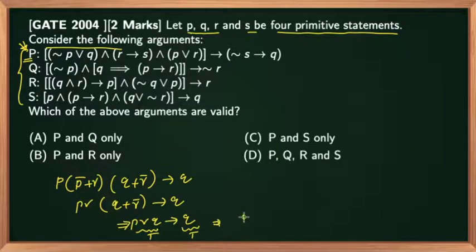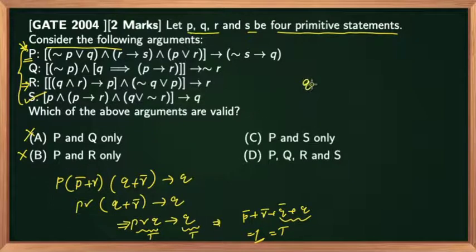This will be equal to P bar plus R bar plus Q bar plus Q. So you have Q plus Q bar, that's equal to 1, right? So this is evaluating to true. So that means S is a tautology, right? So that means choice A is wrong, choice B is wrong. Now the answer may be C or D, right? Now let's see the choice R.